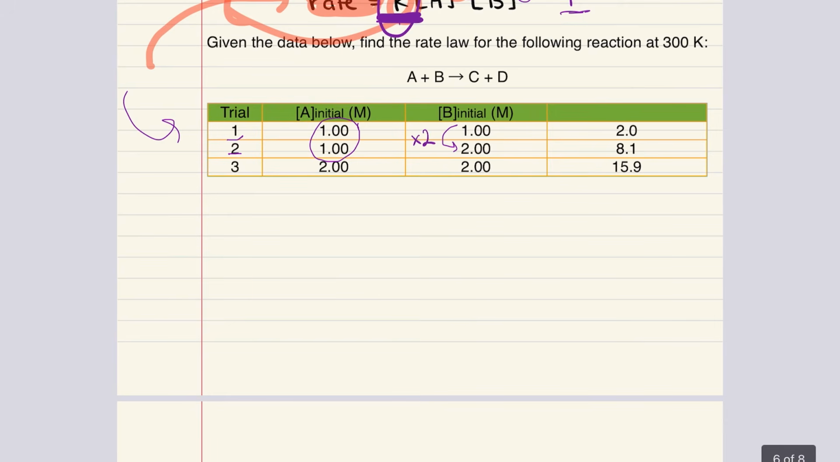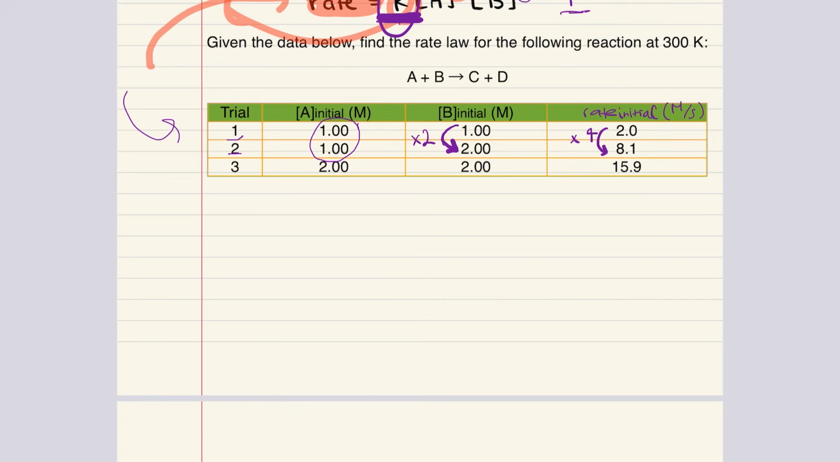All right, it's doubled. Now, the rate increases. These are the rates right here. I should have written the title. This is the rate for these concentrations, rate initial in units of molars per second. So what we see here is that when the concentration of reactant B doubles, the rate quadruples. The rate increases from 2 to about 8.1, and that is about a quadruple increase, right? Going from 2 to 8 is about times 4.